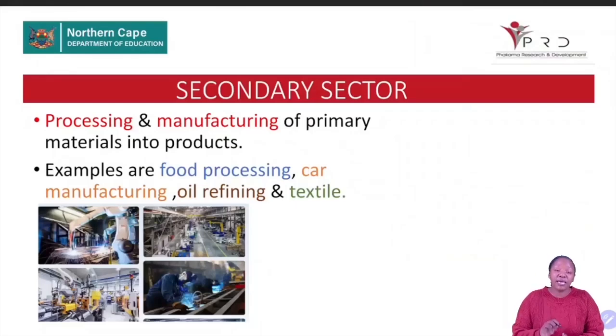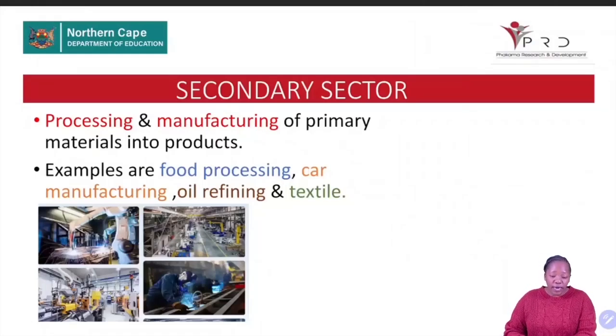So if you may take note of the wording that I've used, the colored ones are the most important. So it's the processing as well as manufacturing of what? Of the primary materials. Remember, when we're talking about primary materials, we are talking about the raw material into the product. So now you are aware of the primary activities, those 4 examples.